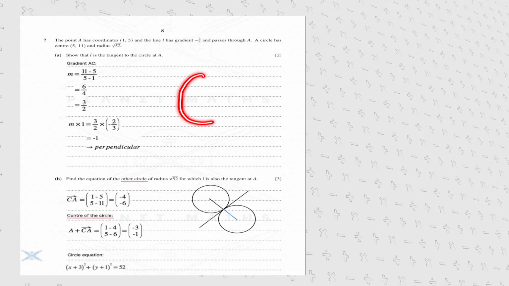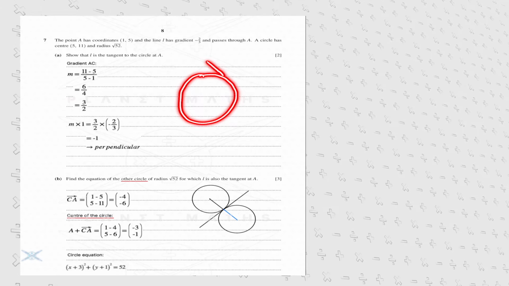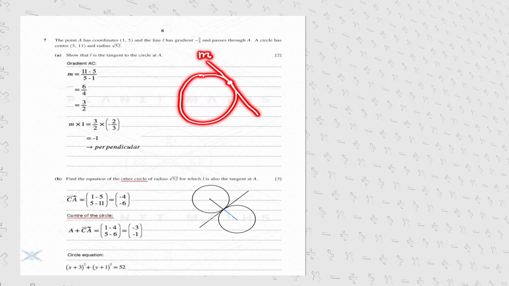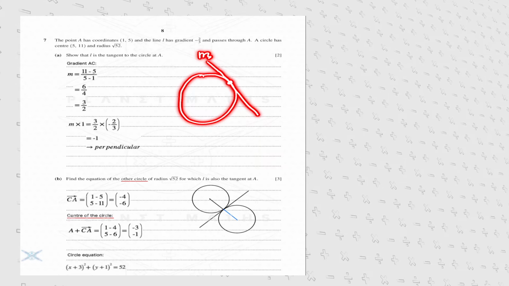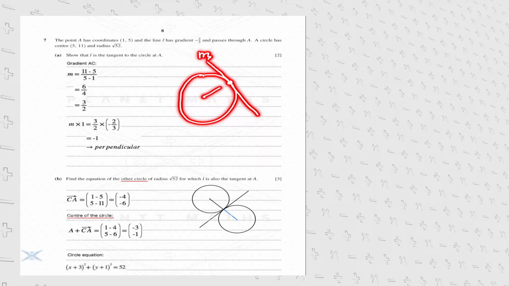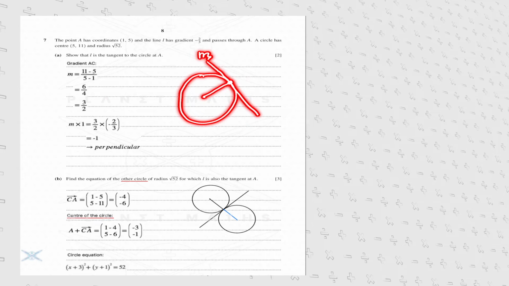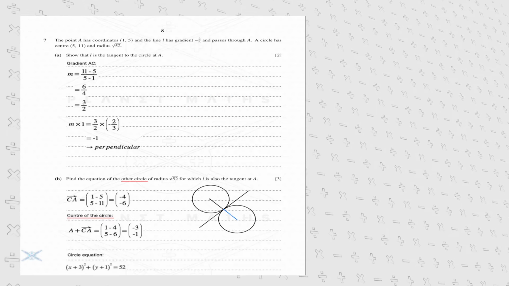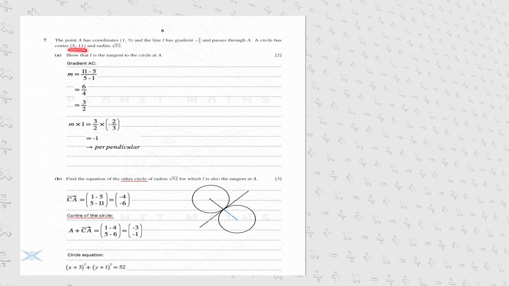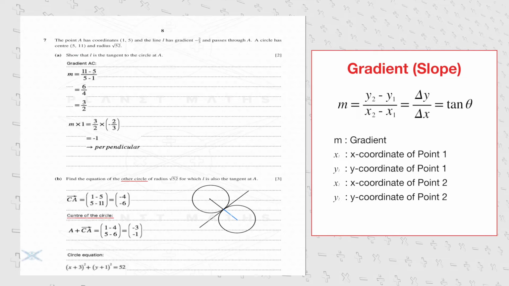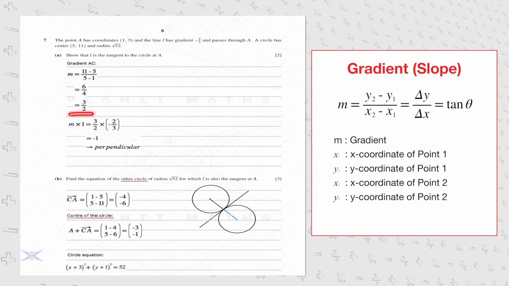Let's imagine that we are provided with a circle and we are looking at a tangent at point A. We already know its gradient, and for L to indeed be a tangent to that circle, this gradient needs to be perpendicular to the radius from the center of the circle towards point A. Therefore we firstly calculate the gradient of AC, C being the center of the circle, using the formula provided. After simplifying this expression we can determine that the gradient of AC is 3 over 2.